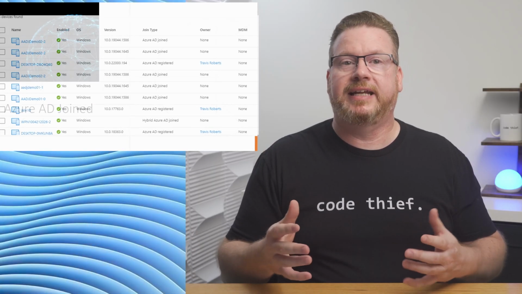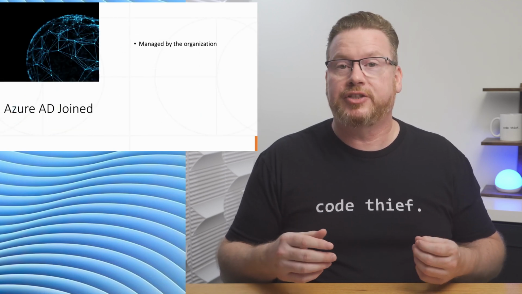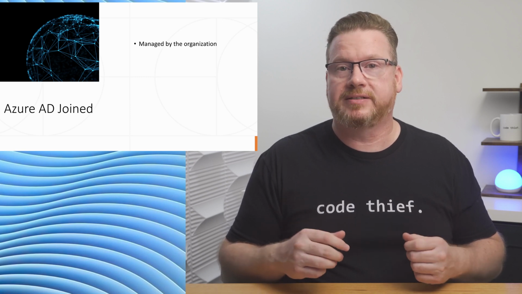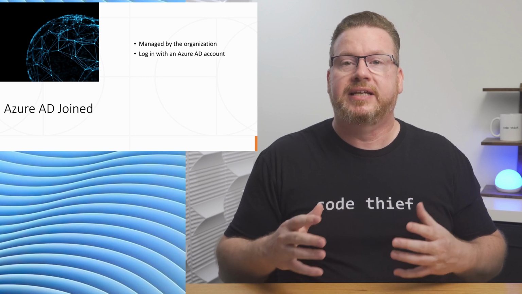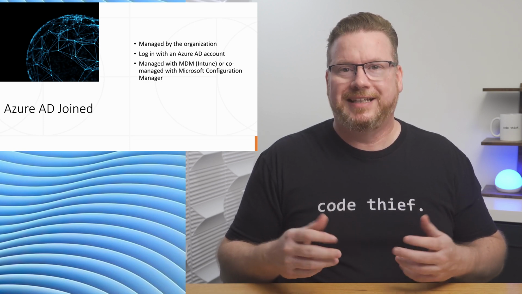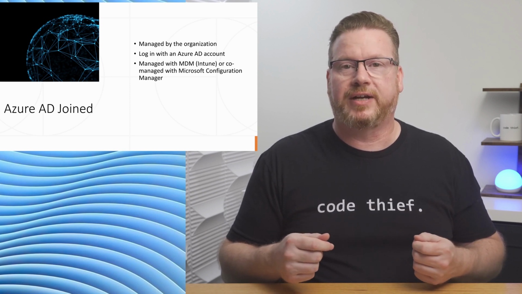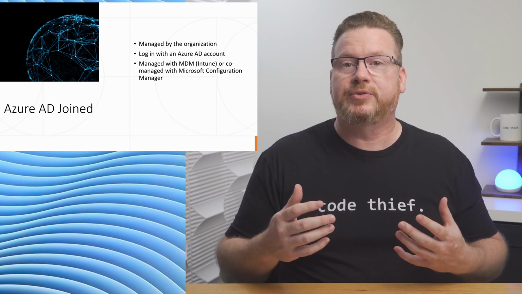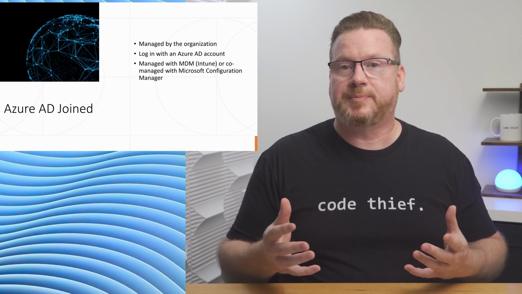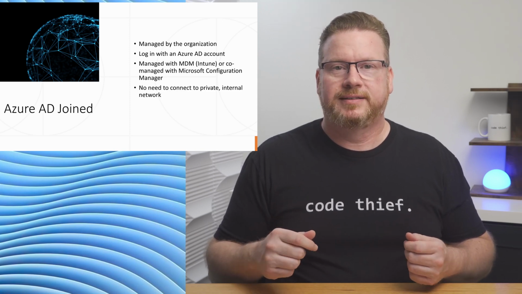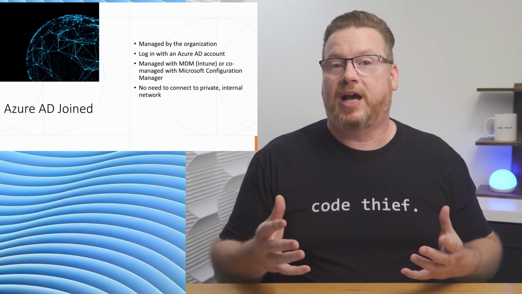The next type of identity is Azure AD joined devices. Azure AD joined devices are under organizational management and typically, but not always, owned by the organization. An Azure AD user account is used to access Azure AD joined devices and access company resources. These devices can be managed with an MDM tool like Intune or co-managed with Microsoft Configuration Manager. Using these tools, we can use organizational policies that enforce configurations such as encrypting storage, complex password, or add company software.